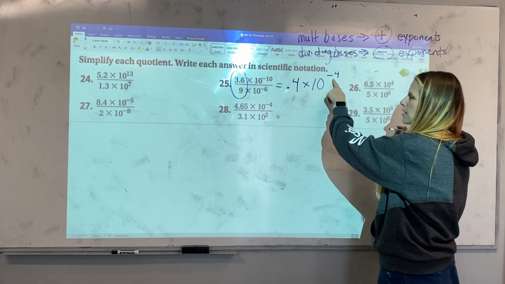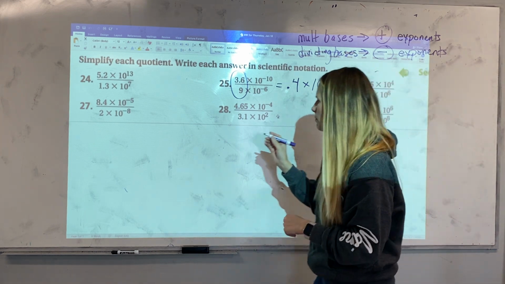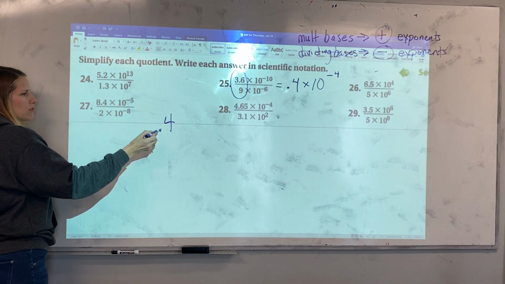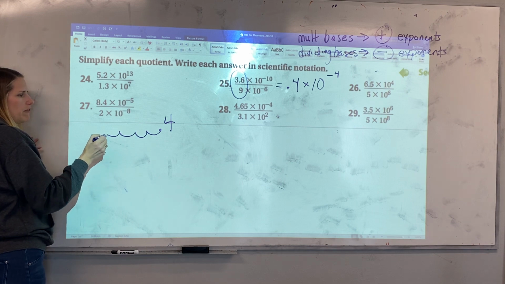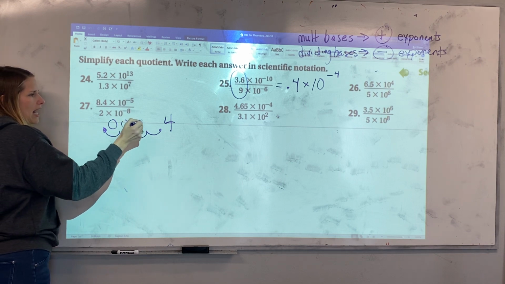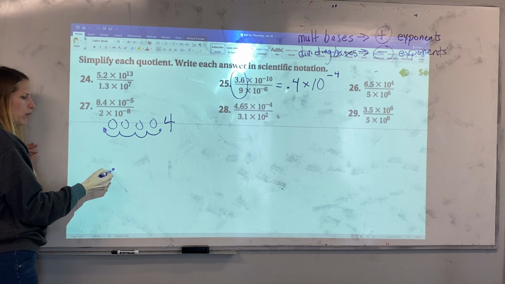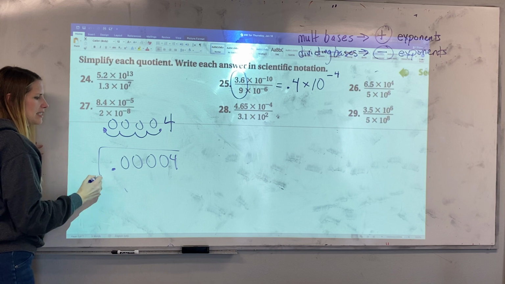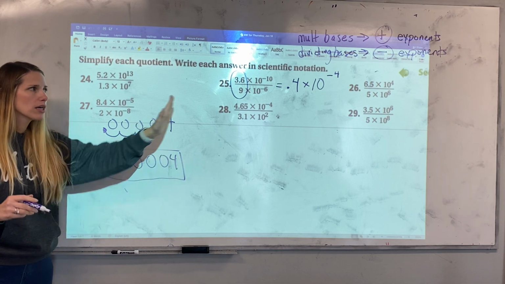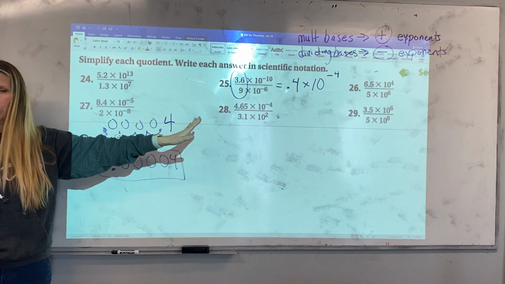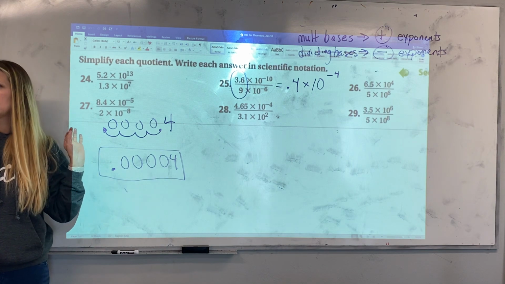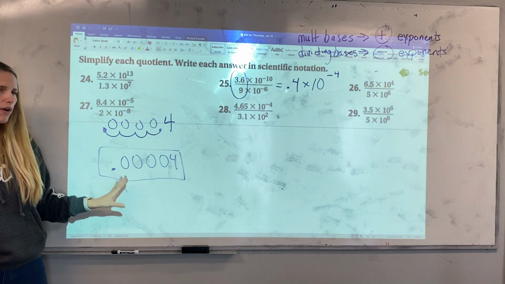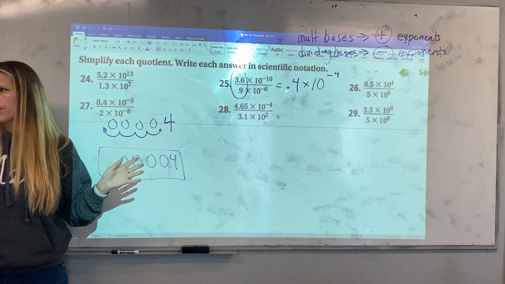So if this is to the negative 4 power, what does that really mean? It's not 0.4. It means that I have to go to the left 4 places, right? 1, 2, 3, 4. And this is the actual number in standard notation, 0.00004. We're going to write it in scientific notation as an answer, but I am going to write it in standard notation just so I can see the number, okay?